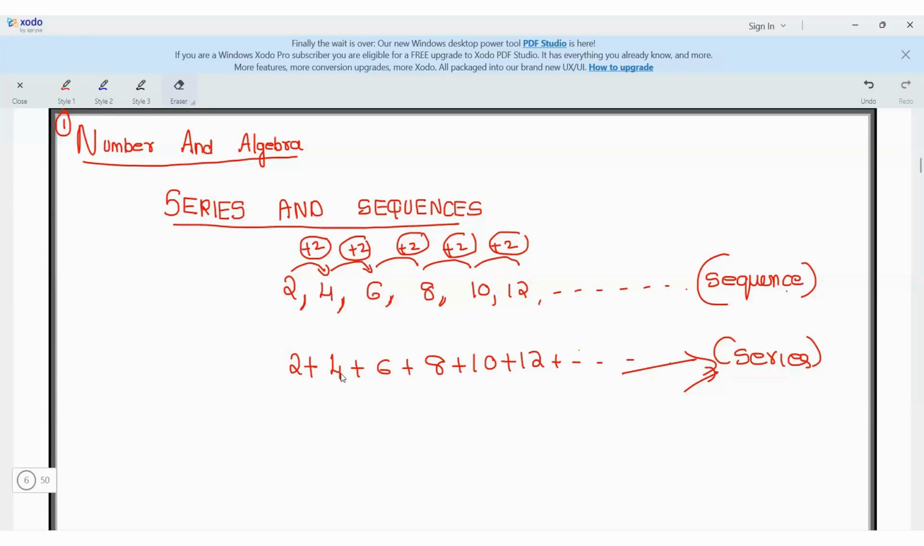Understood? So sometimes in your paper, they will use the word sequence, sometimes they will use the word series. But whatever it is, we are going to do the same thing. Nothing else.